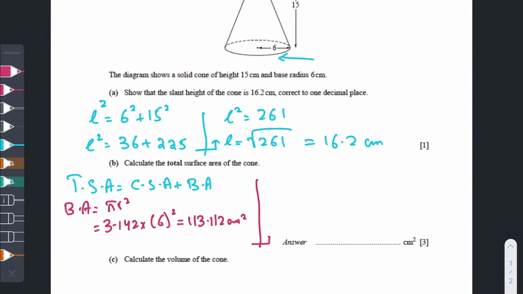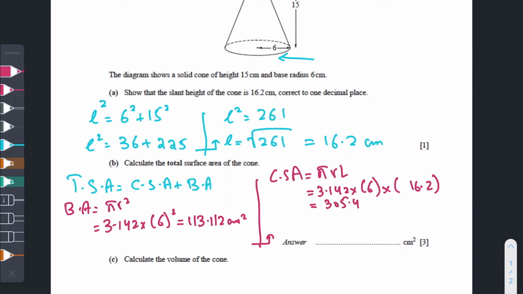The other one, that is the curved surface area. The curved surface area can be found by using the formula pi r L. When we use pi r L, you do 3.142 times the radius, which is 6, times the slant height, which is 16.2. When you multiply this, your curved surface area comes out to be 305.4.